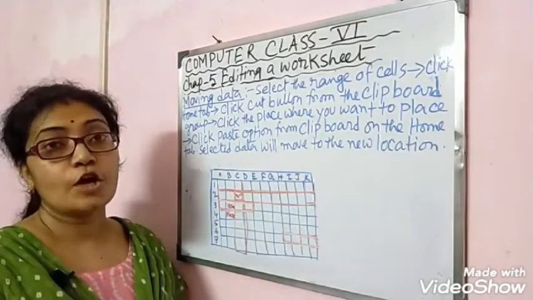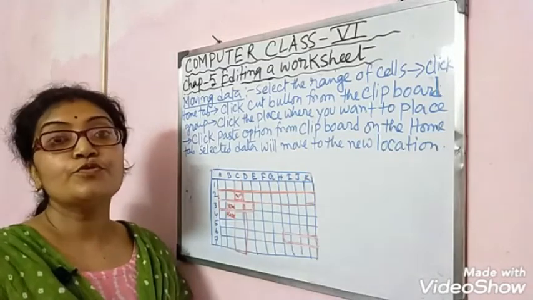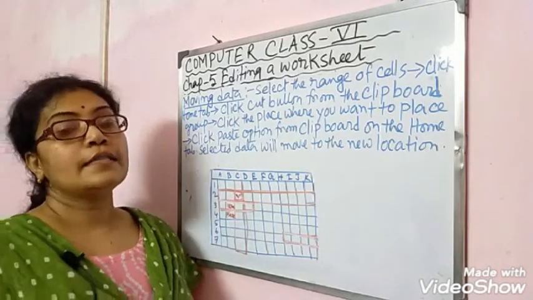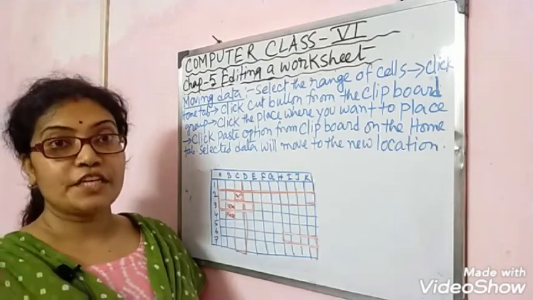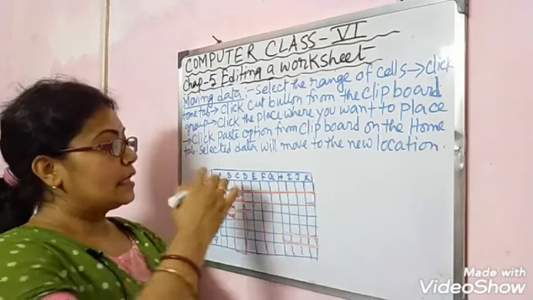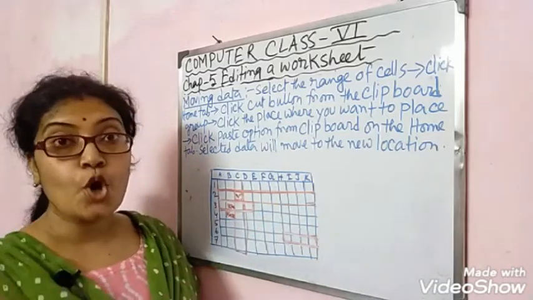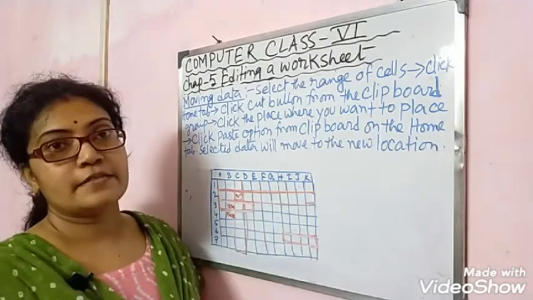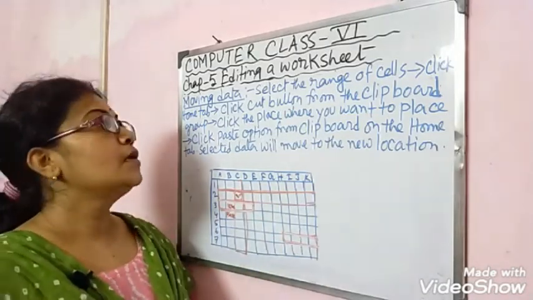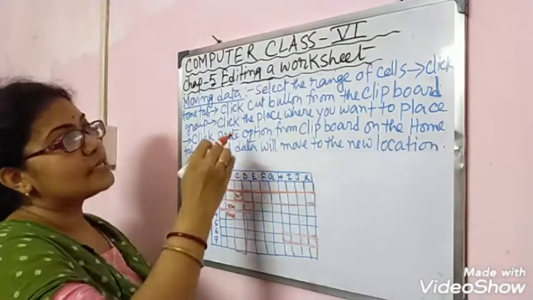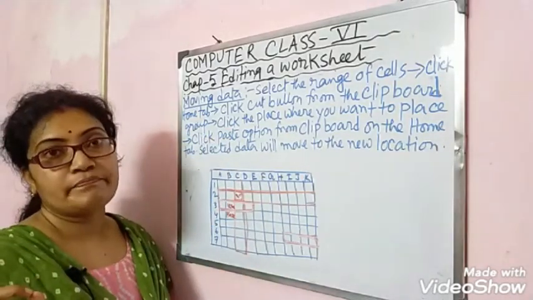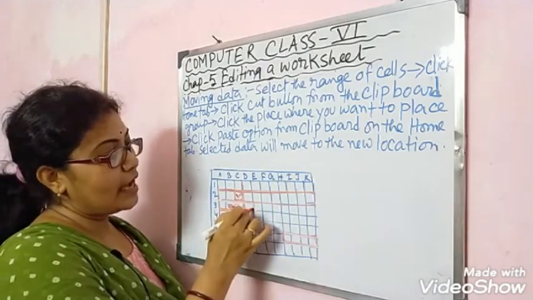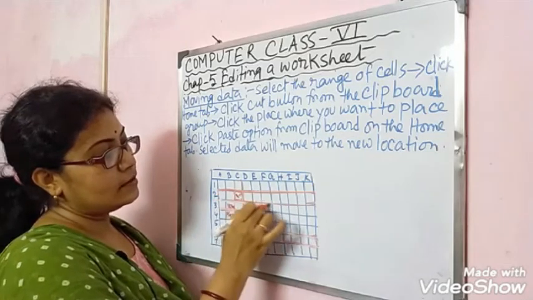Our next point is moving data. How to move data? Moving means the data will be shifted totally from here to there. That means no copied part. It will be cut and pasted in another place. Now follow the rules. First, you have to select the range of cells.